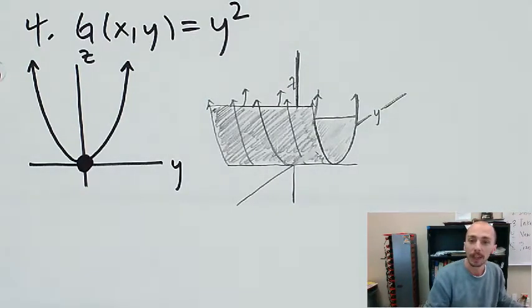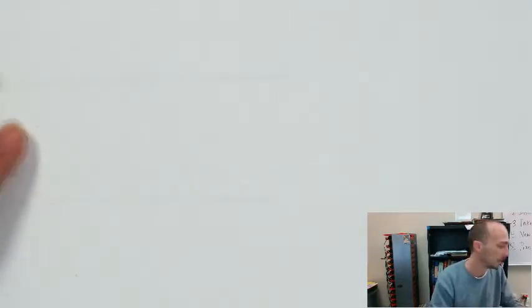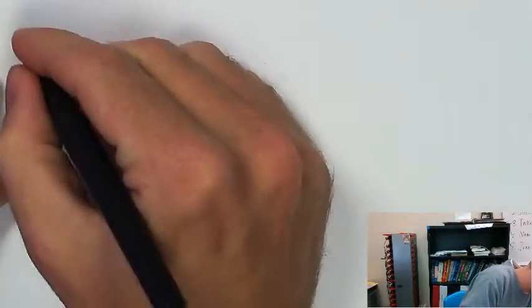So the next one. g of x and y is 4 minus x squared minus y squared. Okay, I can draw that. That's not going to be nearly as difficult. All right.